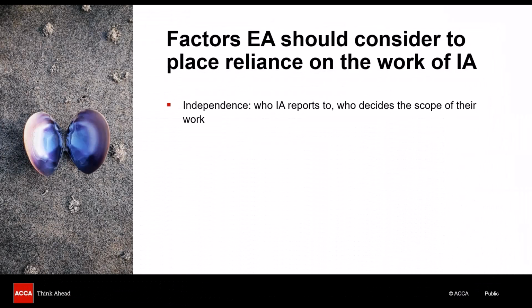Now, to start off with, the objectivity and independence of the internal audit function needs to be looked at. External auditors need to consider if the internal audit function is independent, particularly independent from the finance department. Additionally, they should consider who they report to. Like we discussed earlier, internal auditors should ideally report to the audit committee or the entire board.